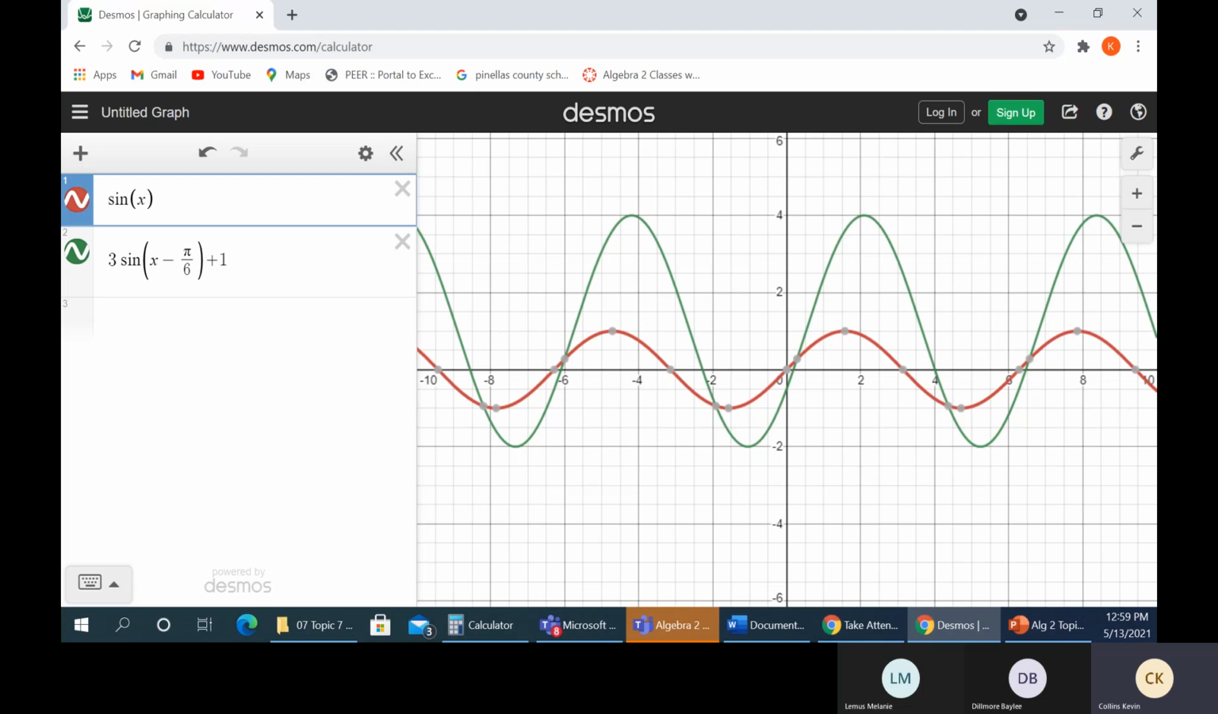Okay? So again, the guy up front makes you taller. The guy here shifts us forward, pi over 6, and this guy shifts us up 1. Boom, that's it.